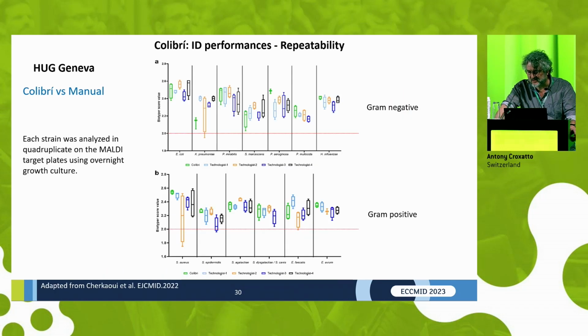In Geneva, they did a repeatability evaluation, and you can see that there are no major differences between the Colibri and manual. But at least what you can see is that the Colibri is never tired like technician number 2, who had a weak day, with scores that were sometimes below 2. Usually with the Colibri, if you do repeatability and reproducibility, you obtain scores above 2 for species identification.